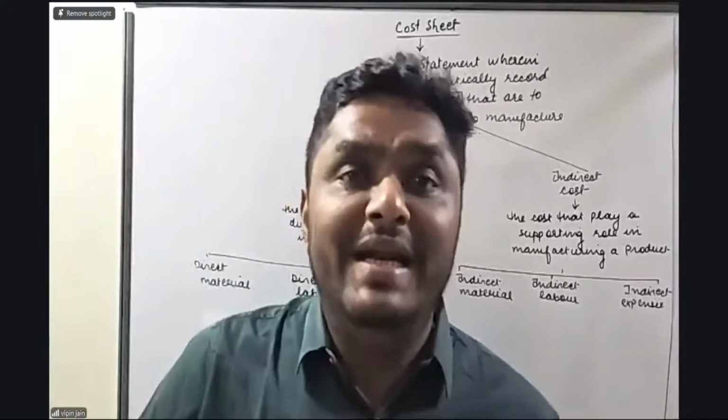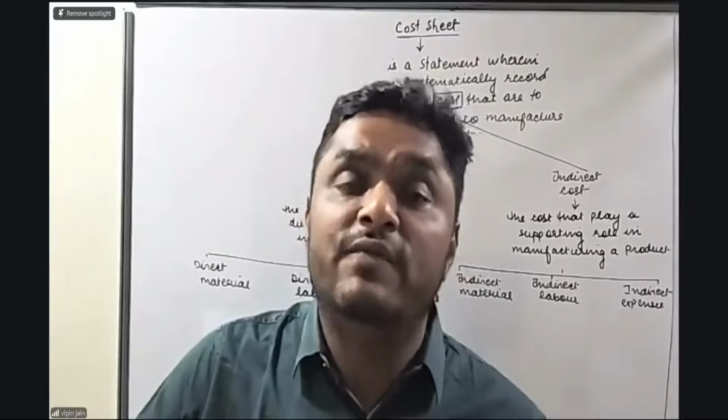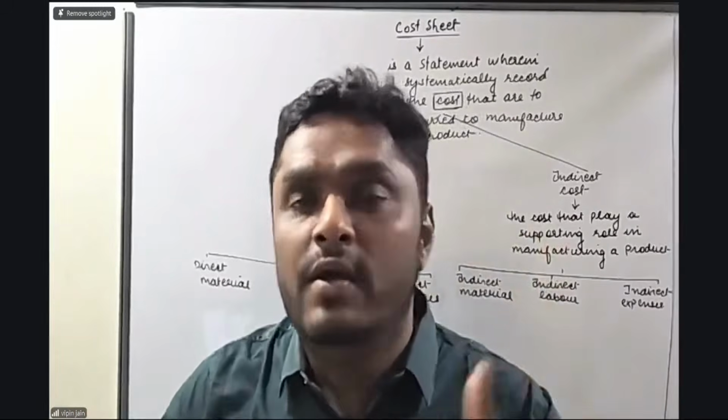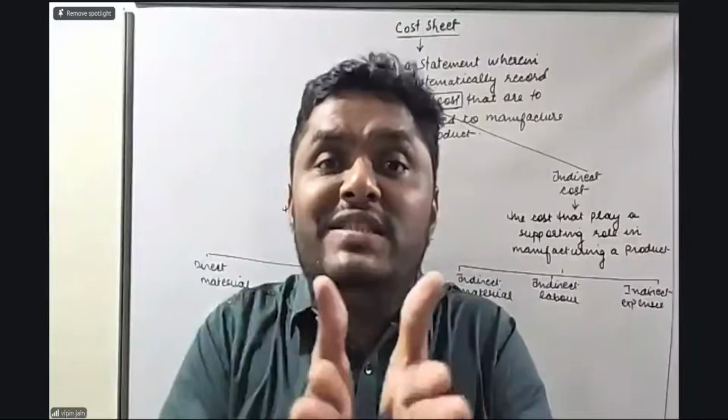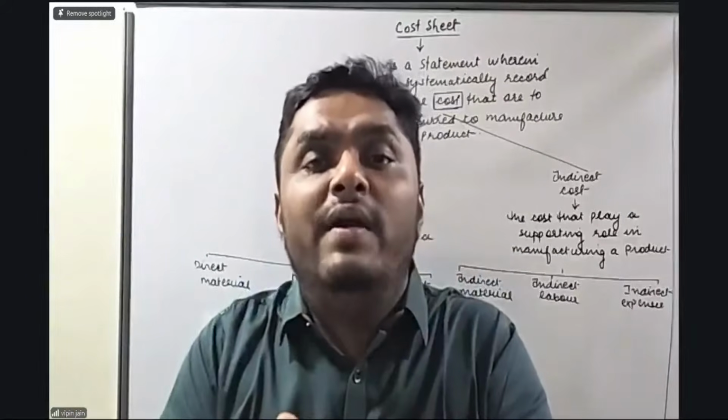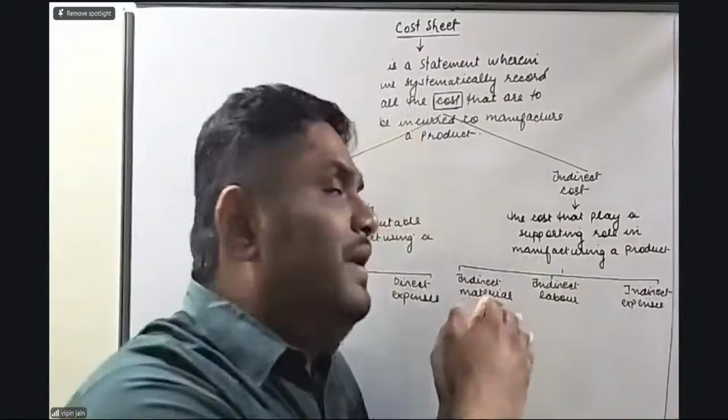Another example, let's say I'm the manufacturer of wooden furniture. Wooden furniture किससे बनता है? Wood से. So wood is what? My direct material. Now, to paste the wood, we use some kind of glue. This glue is what? Indirect material.